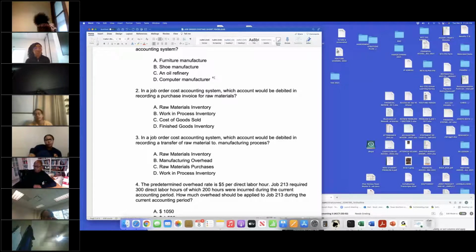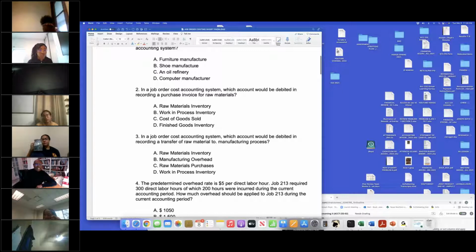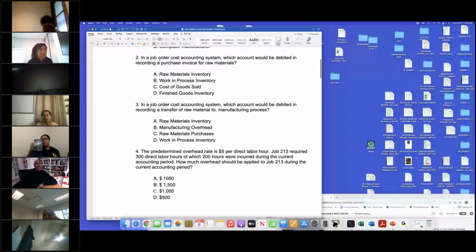Team three. So for three, it's gonna be D, work in process inventory, because it's in the process of being manufactured and it's not a final or finished good yet. That's correct. That's correct.